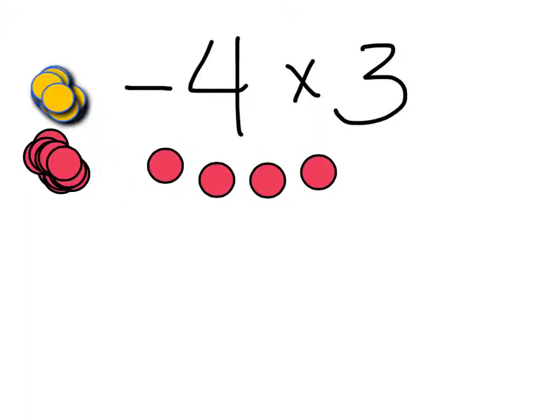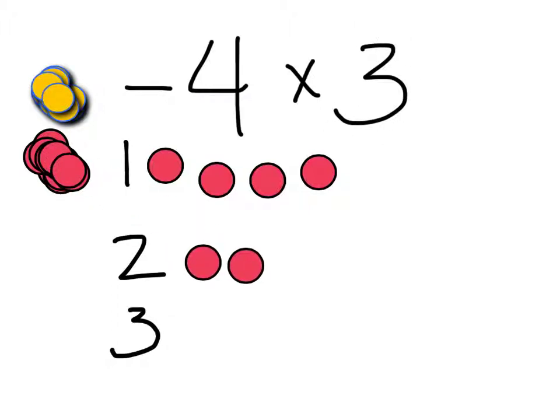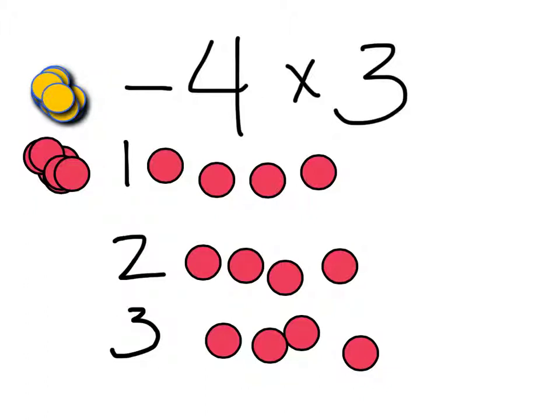And just as a reminder, I'm going to go ahead and say 1, 2, 3 to remind myself that I actually need 3 total groups. And now I'm going to put 4 again in each one. As I'm bringing those down, it tells me that I have a total of 12 red counters. Remember, red means negative, so my answer is -12.